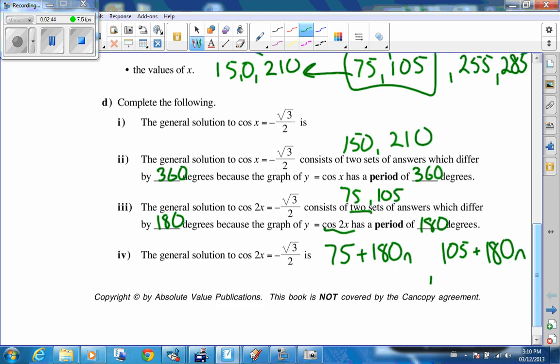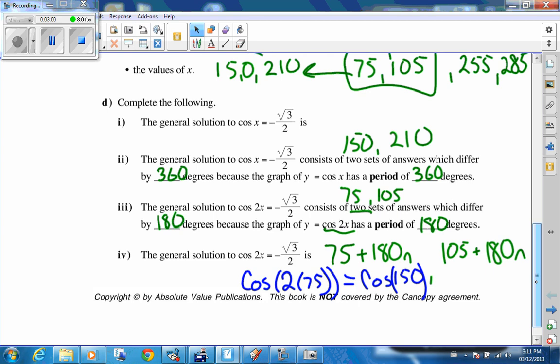And to see if that makes sense, what I can do is put 75 back into here. That's going to be the same as cos 150, which is in fact -√3/2.